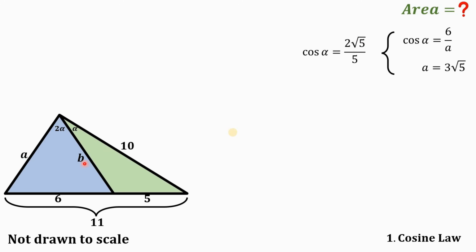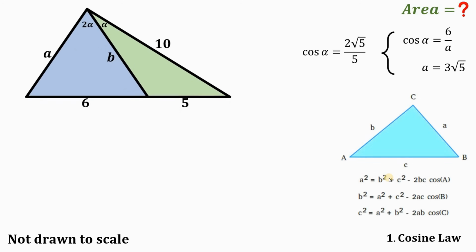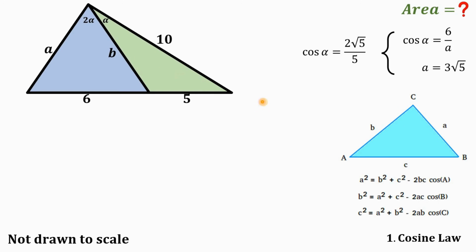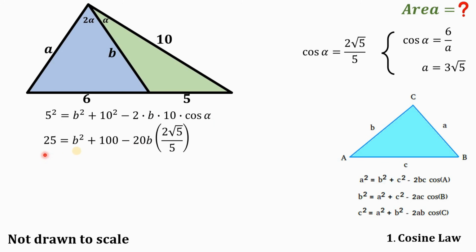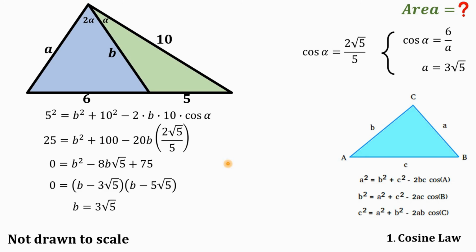Now, how about the value of segment B? So let's use again the cosine law on this green triangle. And if we do that, we have 5 squared equals B squared plus 10 squared minus 2 times B times 10 times cosine of alpha. Now, we know the cosine of alpha is 2 times square root of 5 over 5. Now, plug in all the given values. We have 25 equals B squared plus 100 minus 20 times B times 2 times square root of 5 divided by 5. Simplify, and we arrive at this factored form, and we get two possible values for B. We have 3 times square root of 5 and 5 times square root of 5.